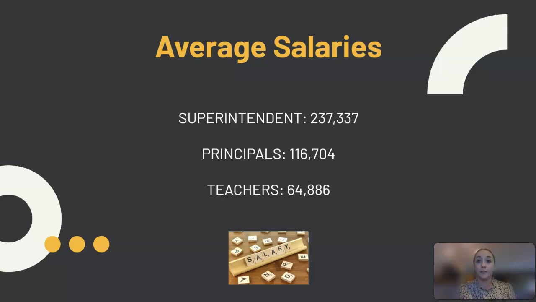There's our principals' average salaries. We have 12 principals, I believe, maybe 7 or 8 vice principals. So there's the average of their salaries all put together there. And then, of course, our teachers' average salary is listed there as well.